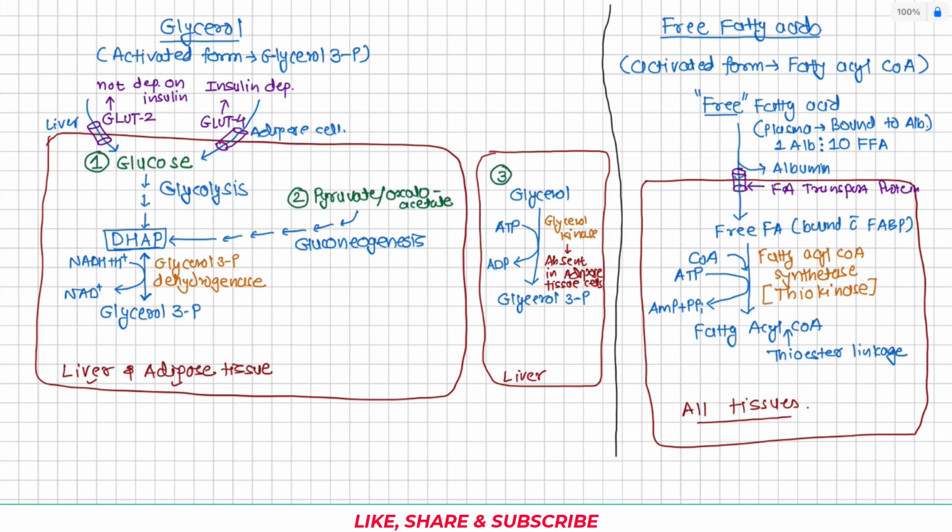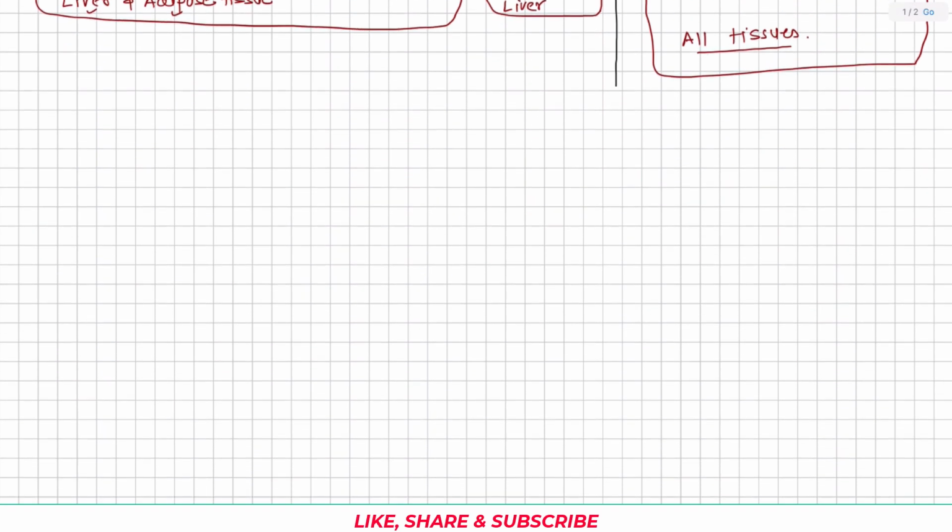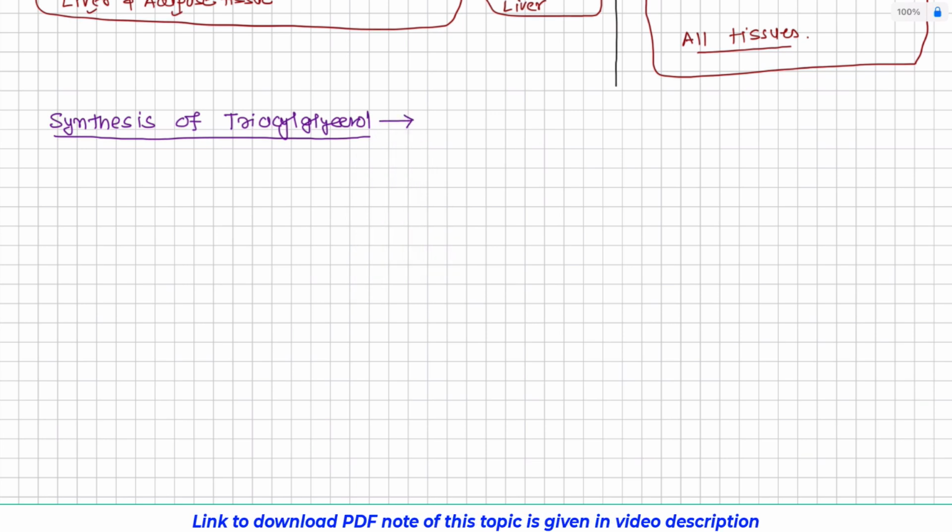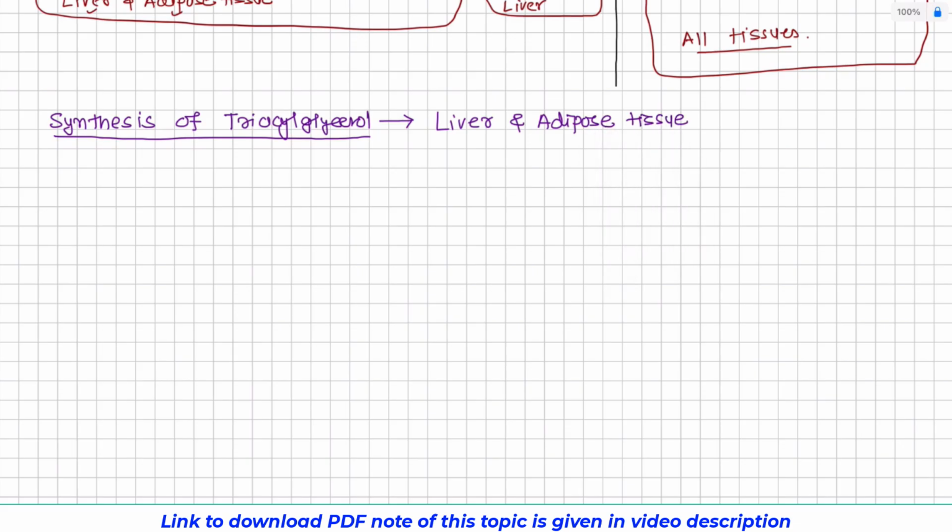Now that we have both activated building blocks, glycerol 3-phosphate and fatty acyl-CoA, we are finally ready to discuss synthesis of triacylglycerol. Remember, as told earlier, this occurs in almost all tissues and the predominant organs are liver and adipose tissue. We start with glycerol 3-phosphate, glycerol with a phosphate group on third carbon.